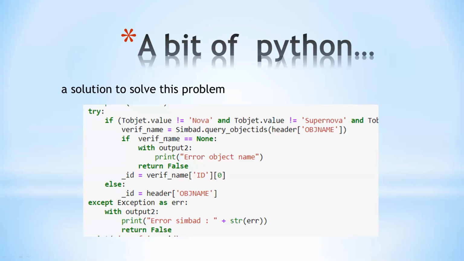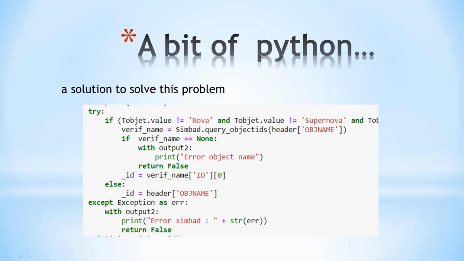For the stars, I make a Sinbad request here, Sinbad query object IDs, which gives me the list of designations of an object. If the list is empty, the spectrum is refused and it's not stored in the database. If the list is not empty, I get the first item in the list and store it in the database. Of course, to find an object in the database, I repeat the same query. You will see how easily we can answer this problem.